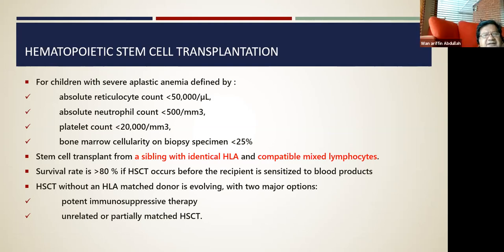I think the detail is not necessary, because hematopoietic stem cell transplant now has so many advances. For example, now you can use non-myeloablative, you can use partial match and all that, but there are so many advances and it's just not necessary. Suffice for you to know that one of the treatments is hemopoietic stem cell transplant. Last time you called it bone marrow transplant, now it's called hemopoietic stem cell. And this is the recommended treatment for severe aplastic anemia.